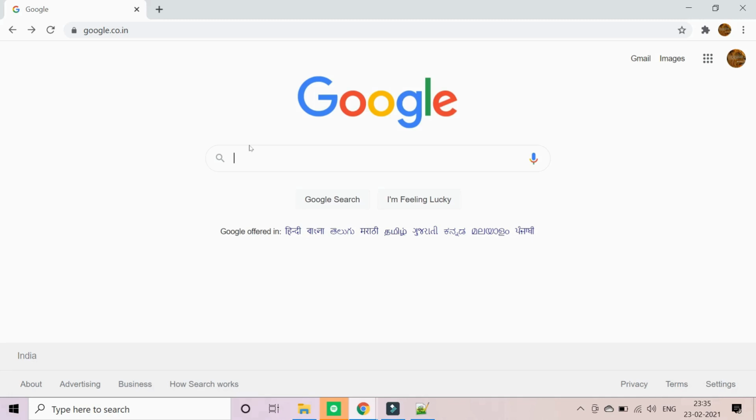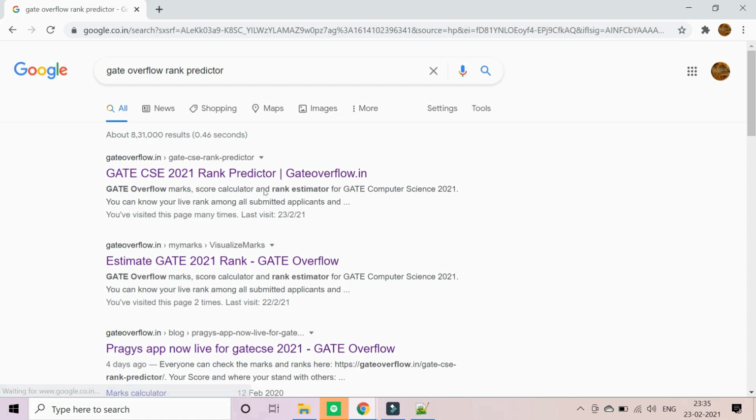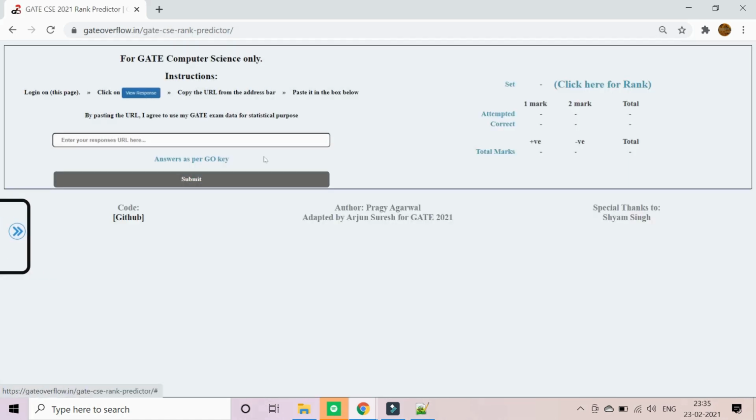Everyone, I'm here to explain about the rank predictor in the GATE Overflow website. For this, search for GATE Overflow rank predictor. When you click this link, it navigates to the rank predictor page.